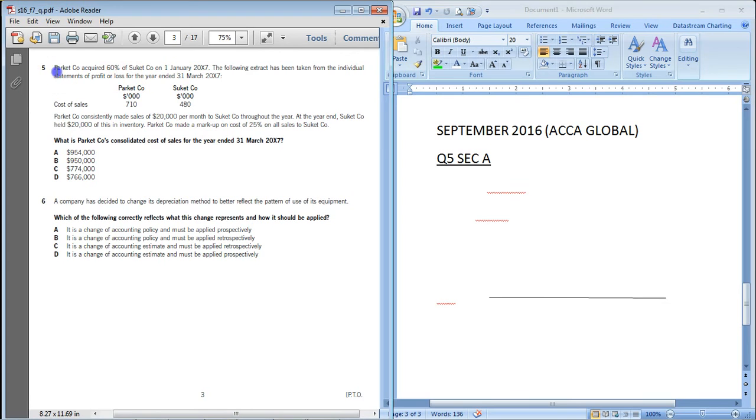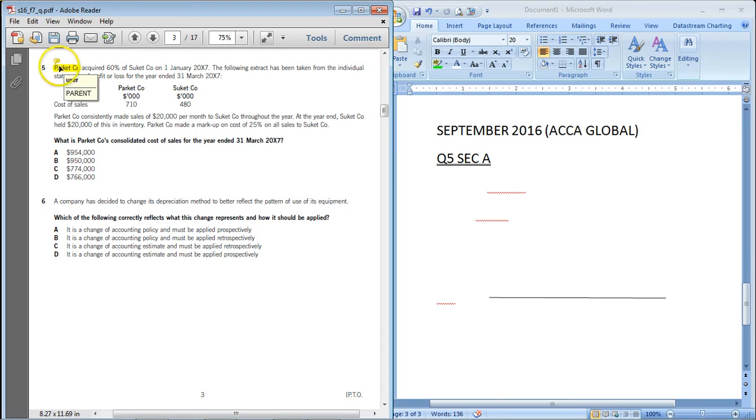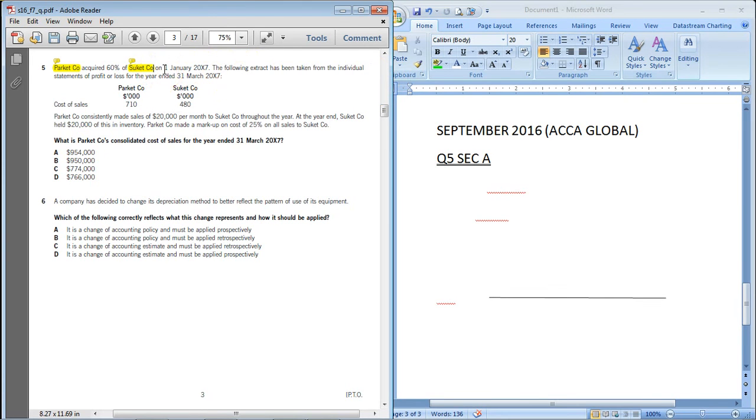So now, Parker Company acquires 60% of Suket Company on the 1st January. So who is Parker, class? Alright, Parker is your parent. So you have to know this is your parent, 60% of Suket Company. Who is Suket now? Correct, it is your subsidiary. This is your subsidiary on the 1st January. This is your date of acquisition.